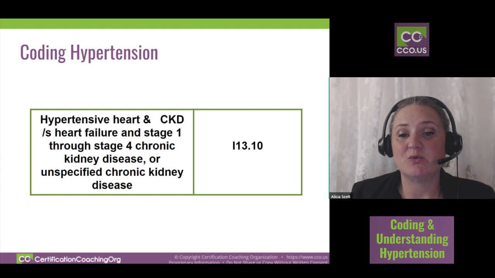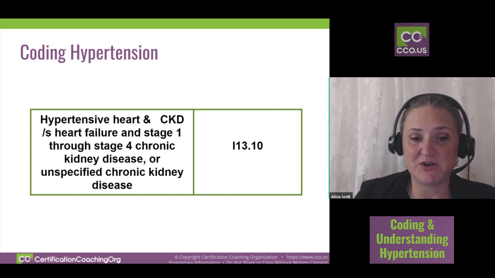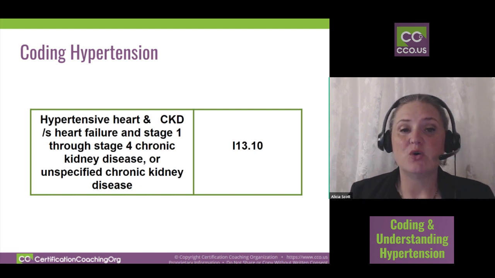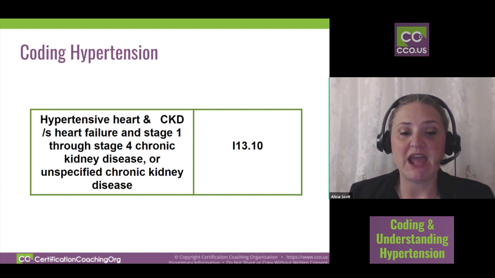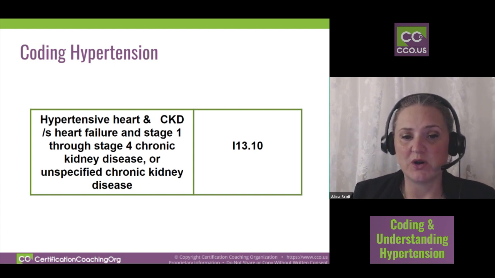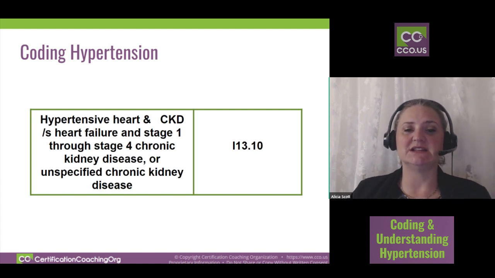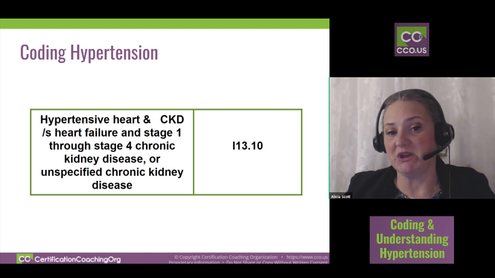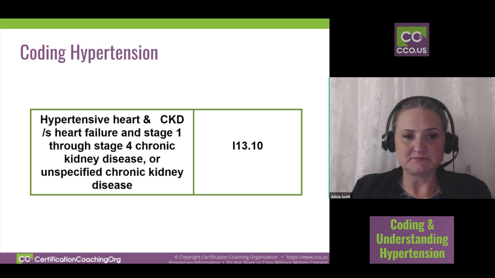Another code, I13.10. Again, this time it's hypertensive heart and CKD without heart failure and stage 1 through 4 chronic kidney disease or unspecified kidney disease. Now let's break that down so it's not so many words. So we have hypertensive heart and we have CKD.